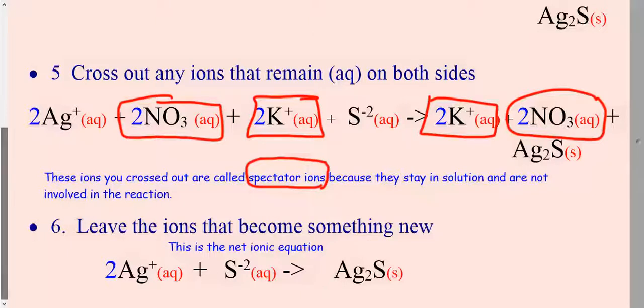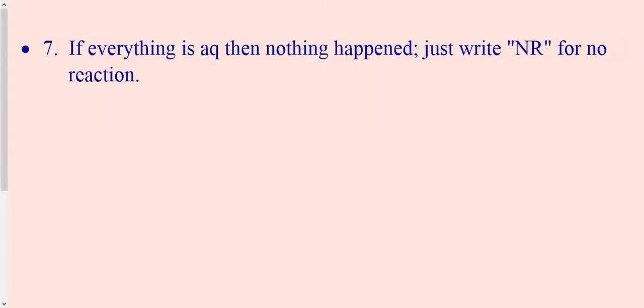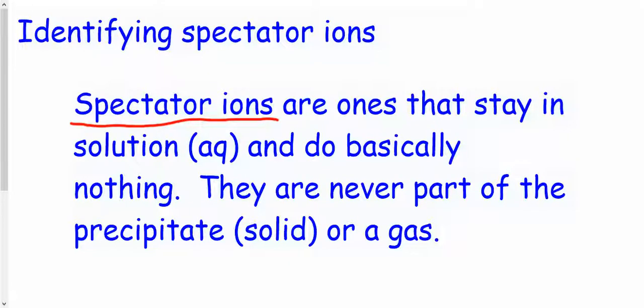Remember, if everything is aq, then nothing happened, just write no reaction. We'll work through another example. Identifying spectator ions, those are the ones that I circled that stay aqueous. They stay dissolved and basically do nothing. Therefore, they're never part of the precipitate or a gas. So that's why they're called spectator ions.